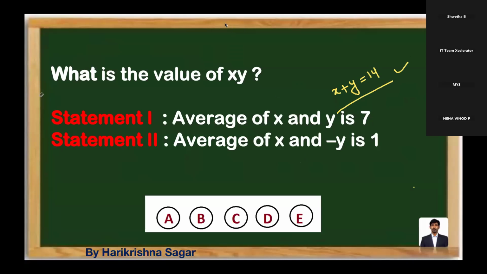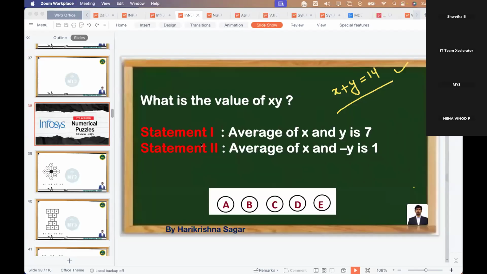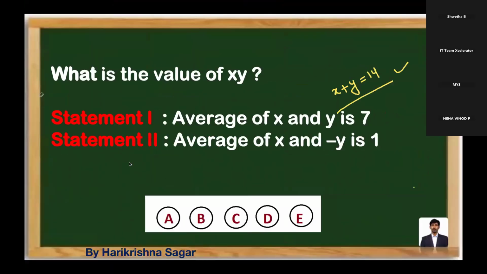Dear students, can you respond once? Can you say the x and y values using x plus y is equal to 14? We may say values like 1 and 13 or 0 and 14. Many possible values you can give, but you cannot say exactly what x is and exactly what y is. That's a problem.